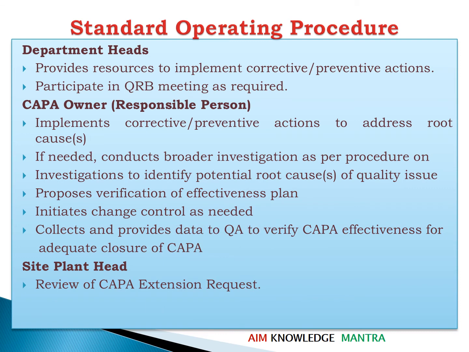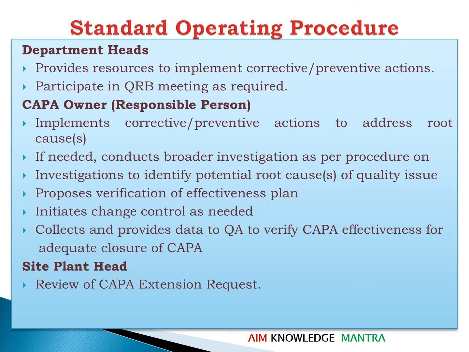Department Heads. Provides resources to implement corrective, preventive actions. Participate in QRB meeting as required. CAPA owner, responsible person. Implements corrective, preventive actions to address root causes. If needed, conducts broader investigation as per procedure on investigations to identify potential root causes of quality issue. Proposes verification of effectiveness plan. Initiates change control as needed. Collects and provides data to QA to verify CAPA effectiveness for adequate closure of CAPA.